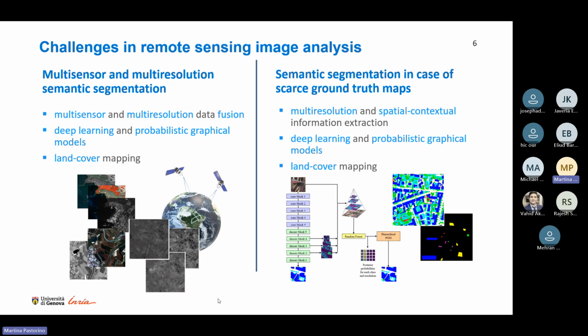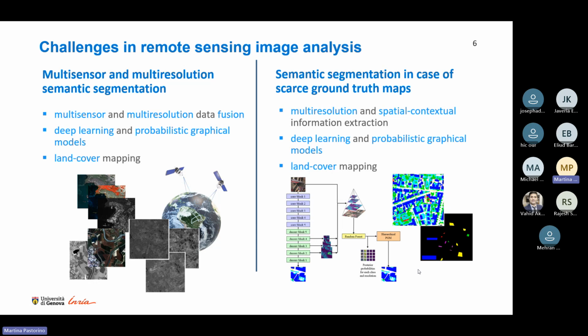The two main challenges are pictured in this slide. First of all, we often deal with multi-sensor and multi-resolution data, meaning that images come from different sources with different scales and characteristics. For example, at fine scale, we get precise details, but also more noise. And at coarser scale, we get more robust information, but we lose detail. And the challenge is to effectively fuse this information for land cover mapping applications.